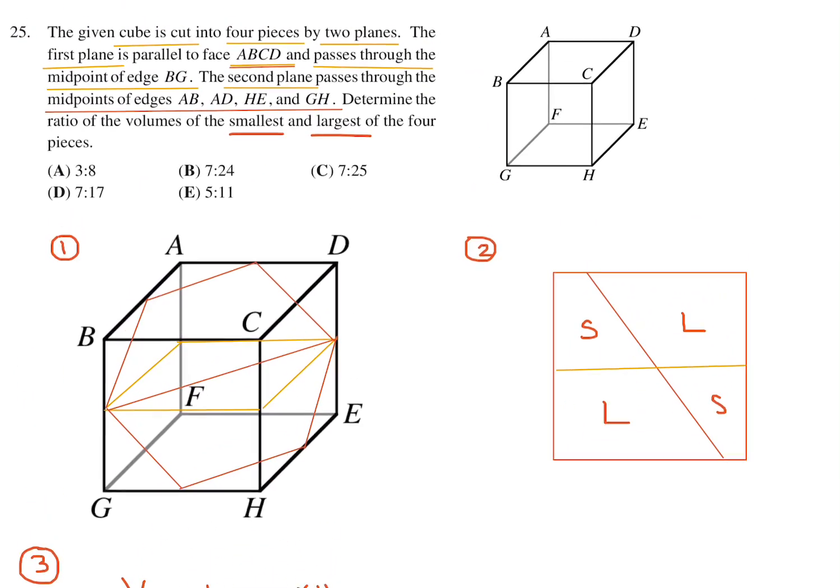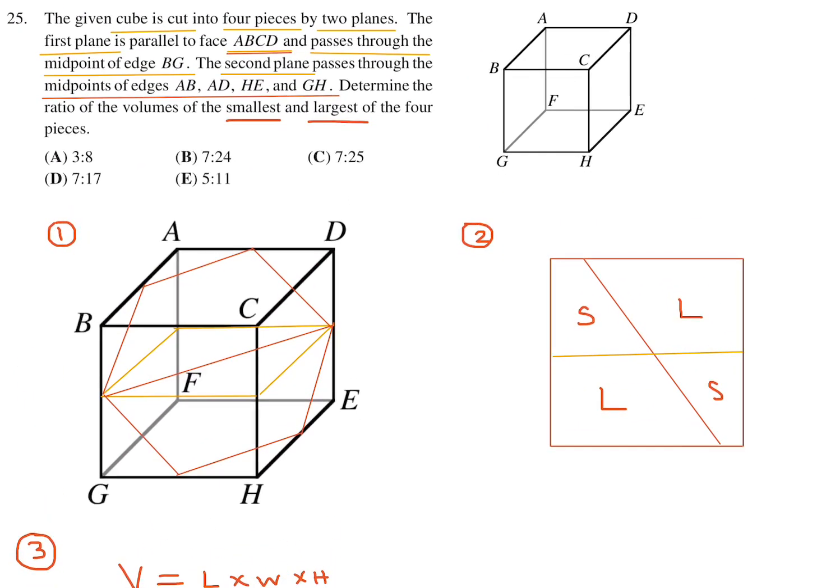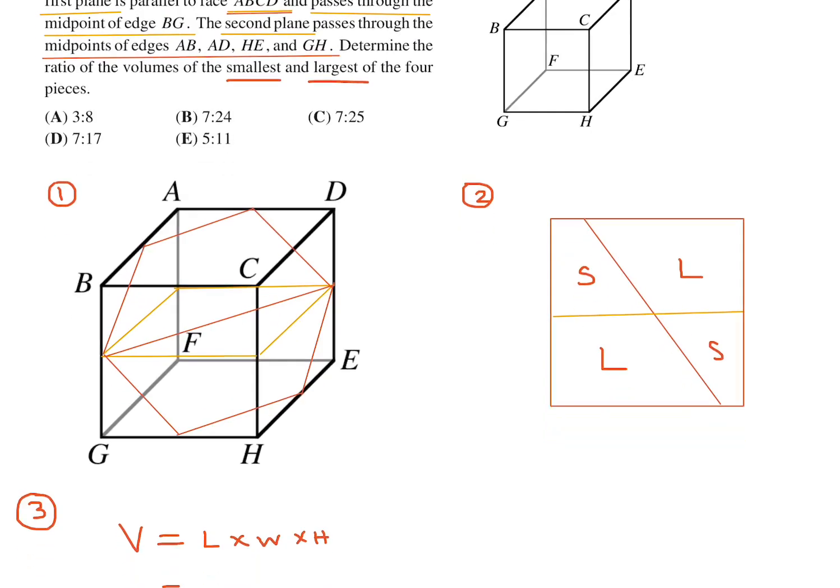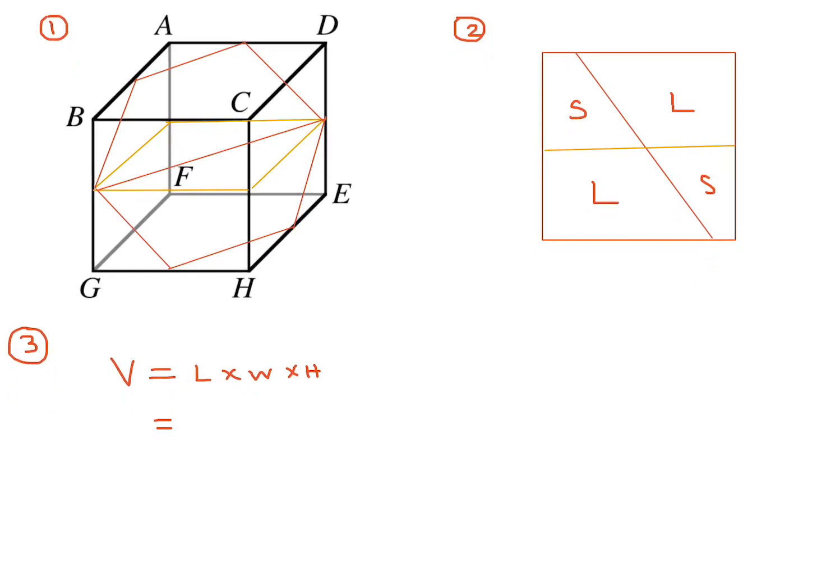Well, the question tells you that the given cube, does it give you any dimensions? The given cube is cut into 4 pieces by 2 planes. First plane, second plane. No, it doesn't. So it's okay. We can introduce some simple numbers. Let's just say the edge of the cube is 2. That's perfectly allowable because in the end they want us to figure out the ratio. So what we call it, it won't matter.